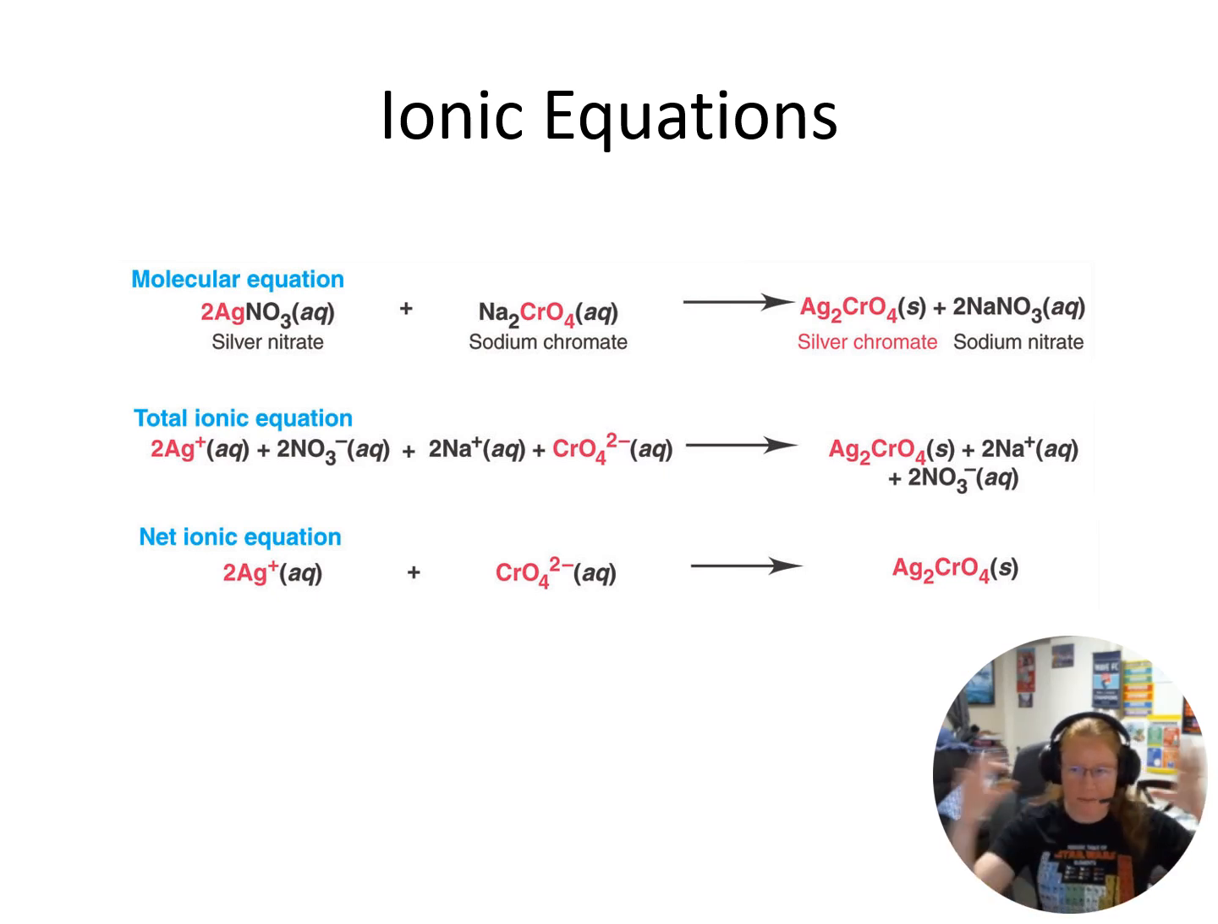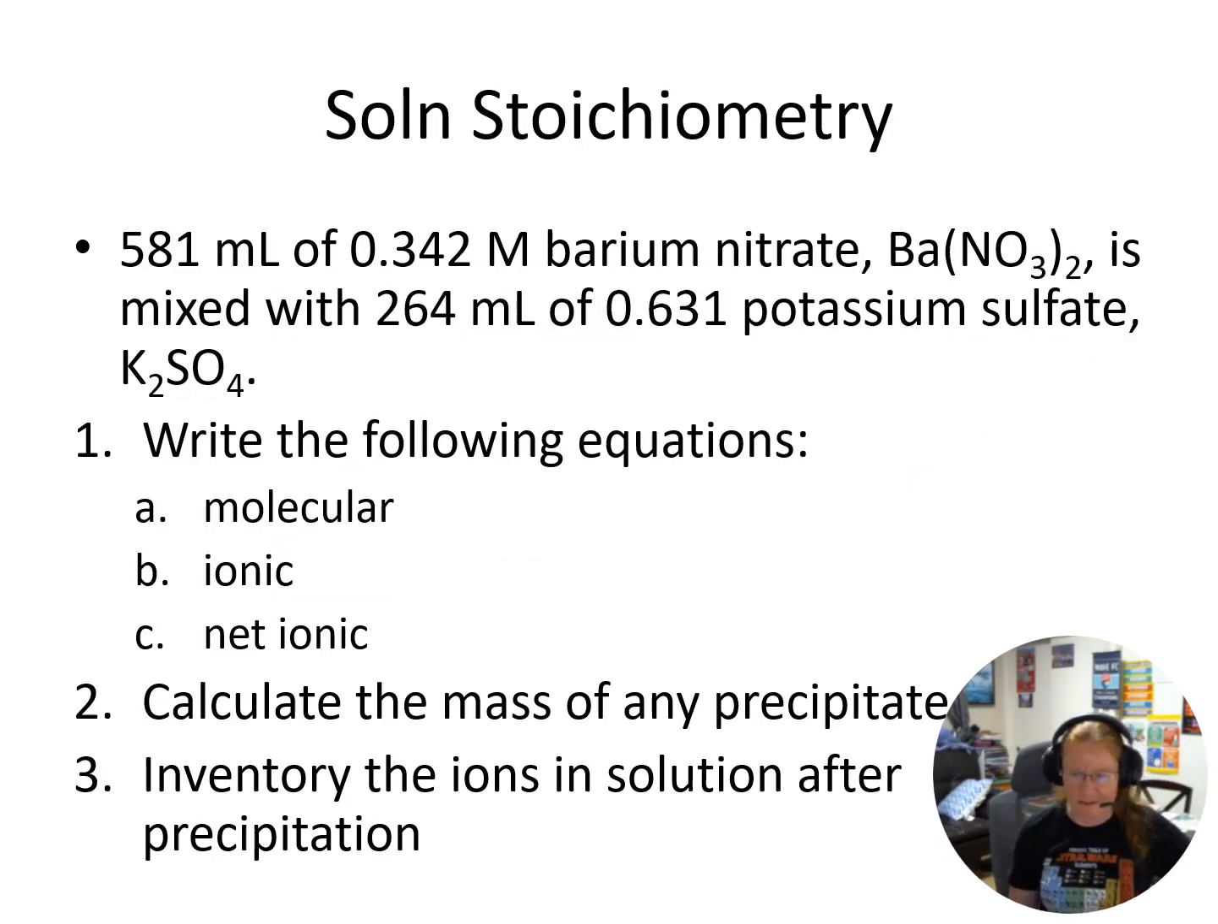So now we're going to put this together in a bigger picture. I've got this crazy problem here. We've got some barium nitrate and some potassium sulfate. We want to write all three types of equations. Then we need to figure out the mass of any precipitate that was formed. And then we're going to do the solution inventory. Okay, so we've got a few things happening here. So I've got a few blank slides coming up where we're going to put this all together.